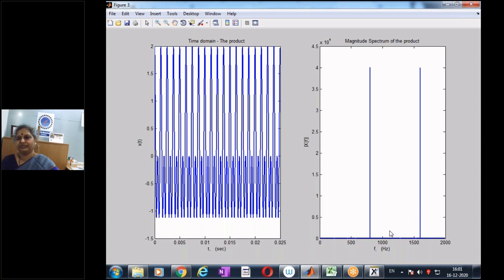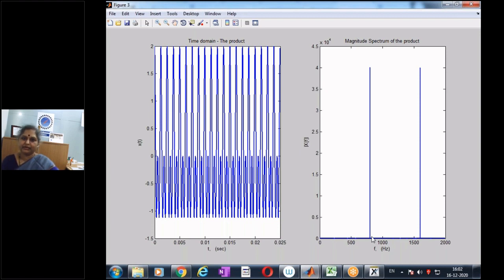But in the frequency domain, we multiplied signals of 400 hertz and 1200 hertz. When we multiply, what are the spectral components we are getting? We are getting the sum and the difference. So 1200 plus 400, that is, we have a peak at 1600. 1200 minus 400, that is a peak at 800 hertz. So this is our observation.